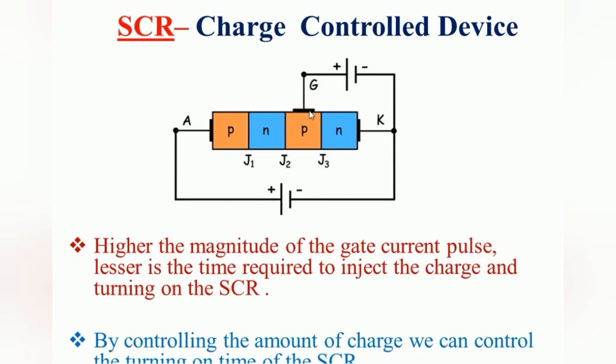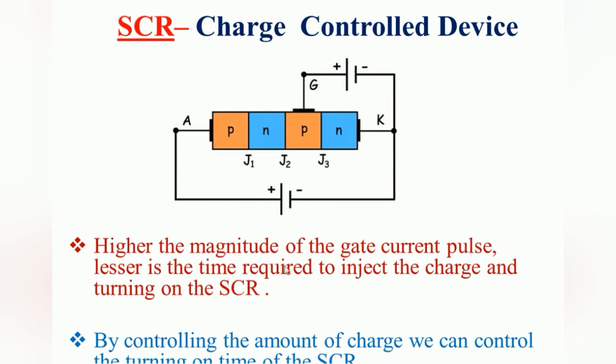Whenever the gate voltage is applied, at that time J2 is also forward biased. Initially it is a reverse bias condition. After applying the gate voltage, J2 is forward biased. So all the 3 junctions are forward biased. What will happen? It acts like a short circuit. So the charge carriers are flowing from anode to cathode. So it will act as a switch, that is, a closed switch. So this is the operation.